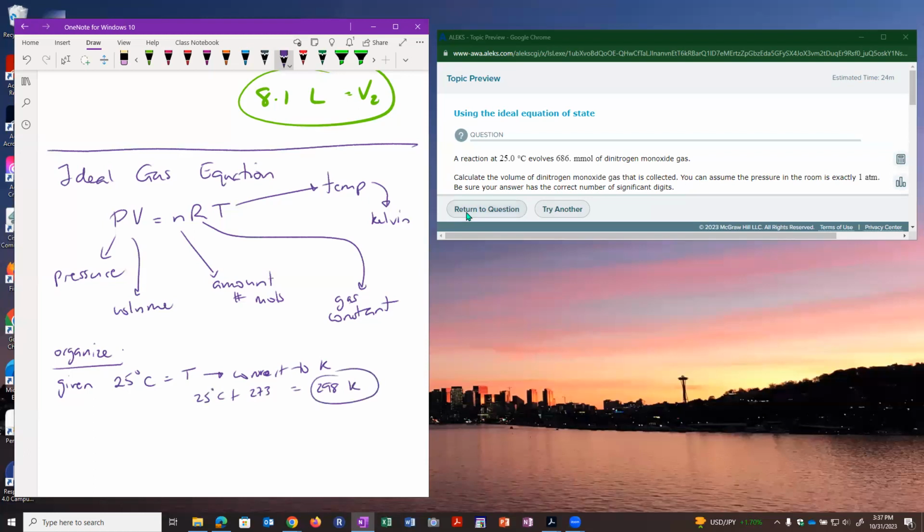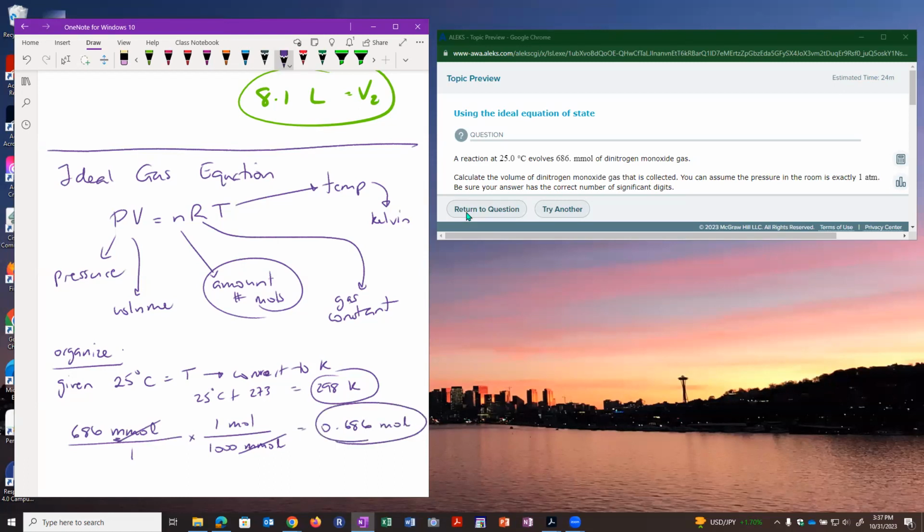We're given the amount of the dinitrogen monoxide gas as 686 mmol. That means millimole. That prefix M there means milli. So we can convert that to regular number of moles by doing a metric conversion. Milli means the same thing wherever you see it. For every 1 mole, there's 1,000 millimoles. So we just divide that by 1,000. We end up with 0.686 moles. So that's our n.